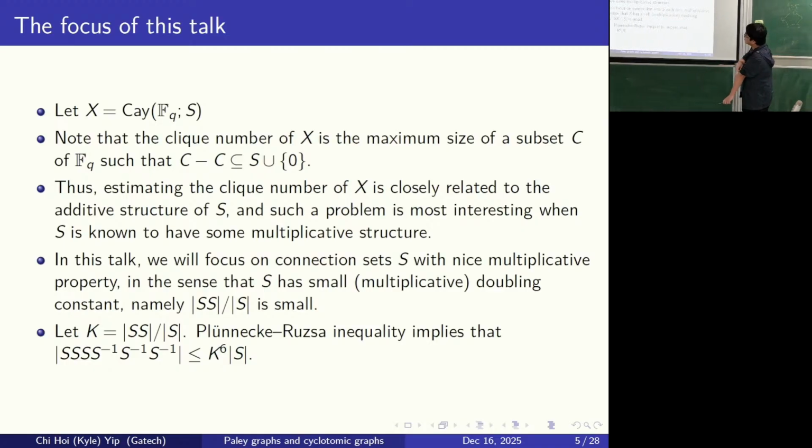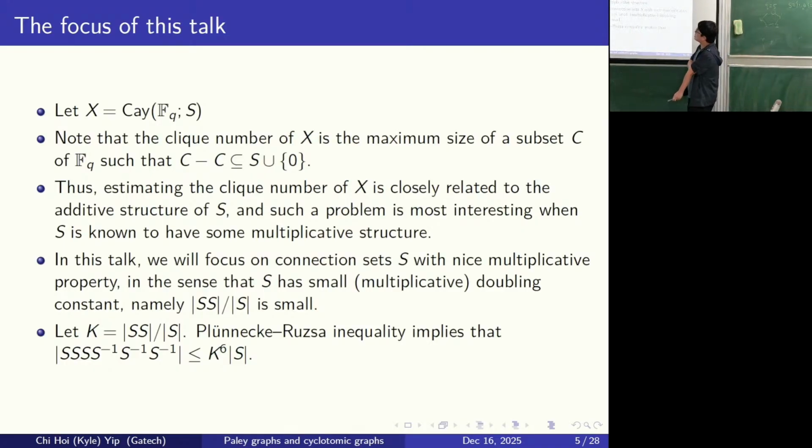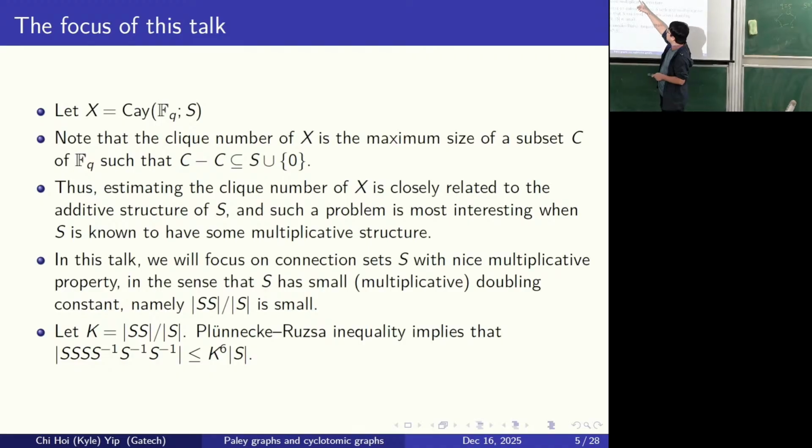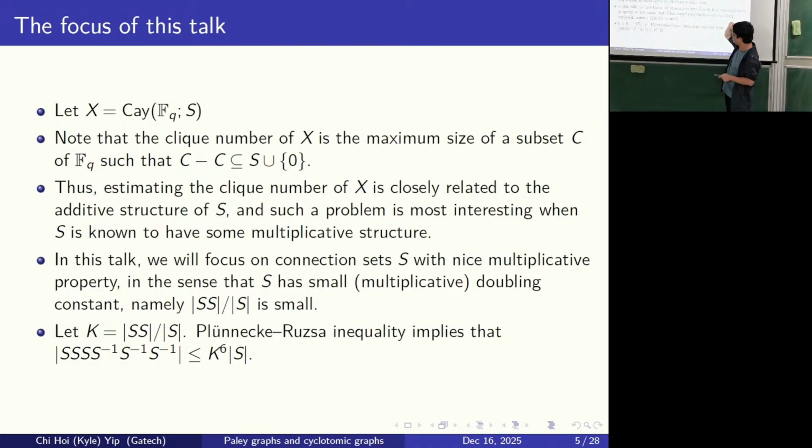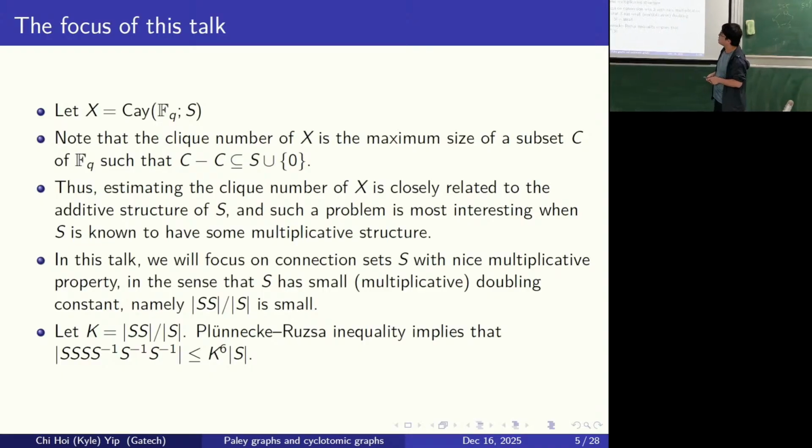So if we try to understand the clique number of X, this is similar to studying the additive structure of S, because we are trying to say that S contains some C minus C. So this is related to the additive structure of S. The question is most interesting if S has some multiplicative structure.